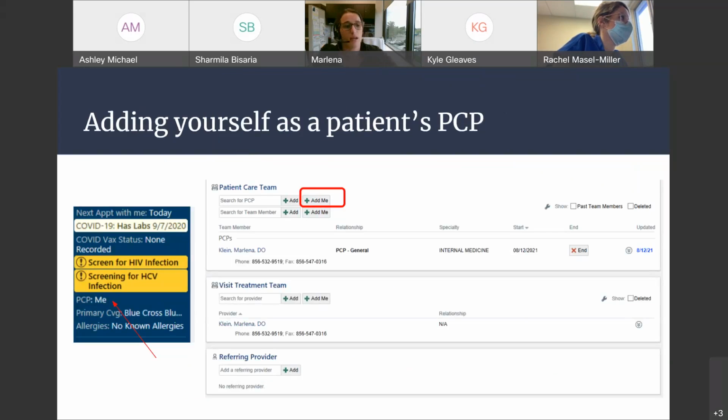So I had this happen a lot. I was taking over for those doctors, and the primary care doctor would be a family med doctor, like I said, Sherman or Kirby. So what you do is if you click on that, you can click Add Me, and it'll change the primary care provider to you. So that's just a little trick.